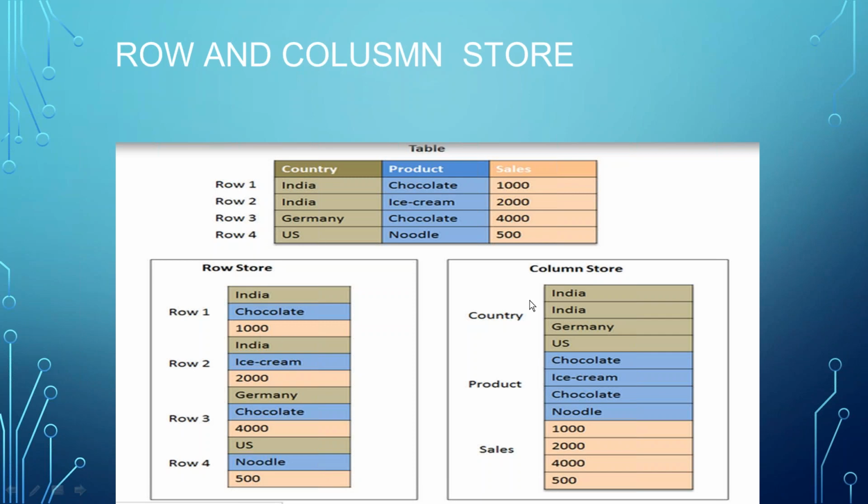Whereas in a column store, the whole column data will be written sequentially. After that, the product data will be the second sequence, and the third column will be third. Now, when you want to find the sum of this particular one, it is very easy for us to do it than this.